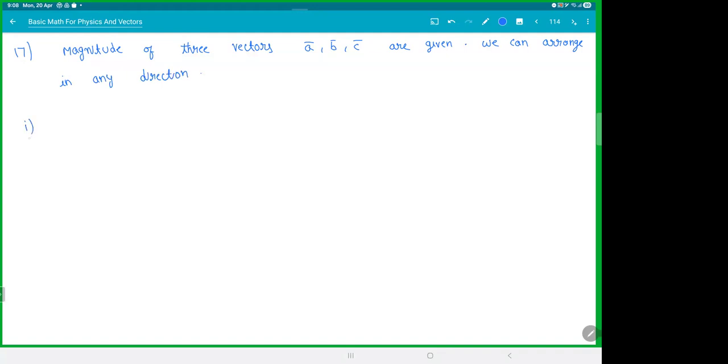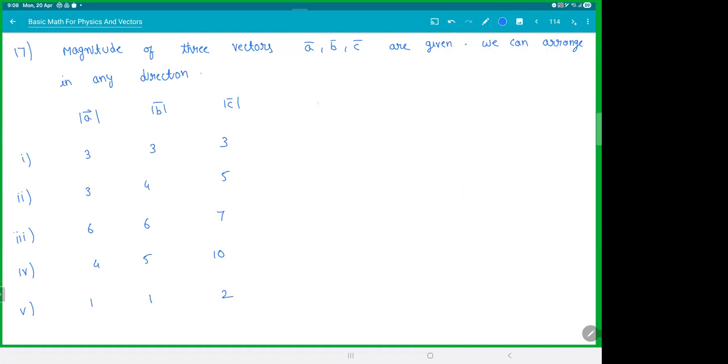So the first one, let me give you them. Mod A bar, mod B bar, mod C bar. Mod means magnitude. Let's say 3, 3, 3. So you have three vectors of 3, 3, 3. Then 3, 4, 5. Then 6, 6, 7. Then 4, 5, 10. Then 1, 1, 2. So these are five different questions.